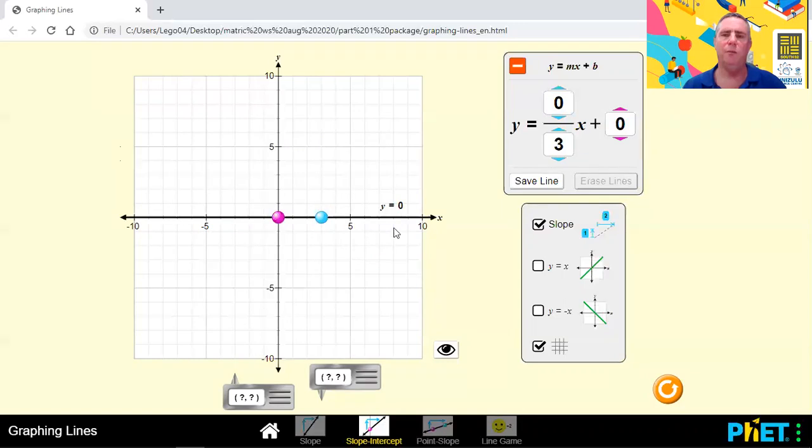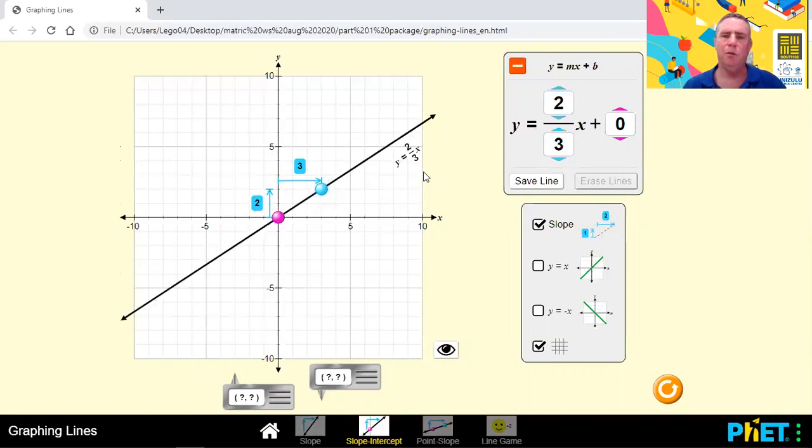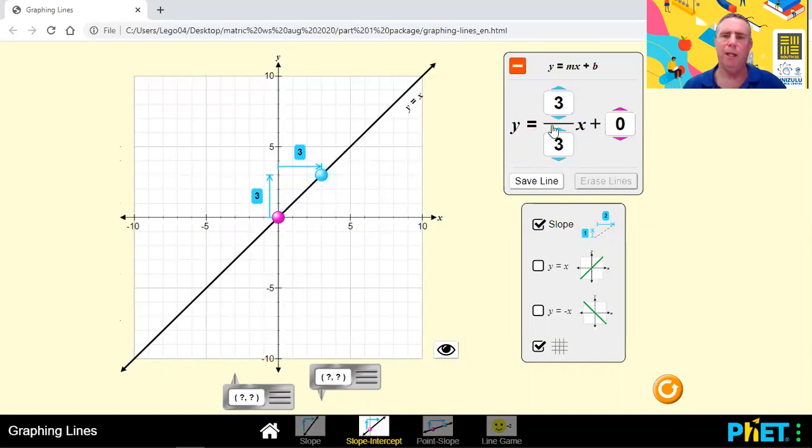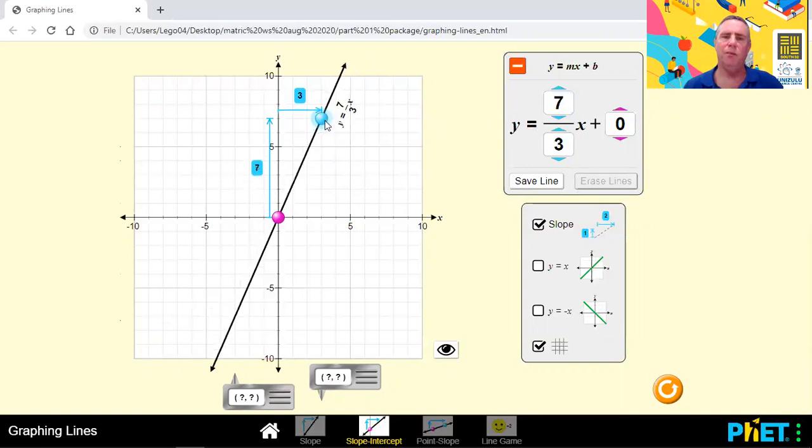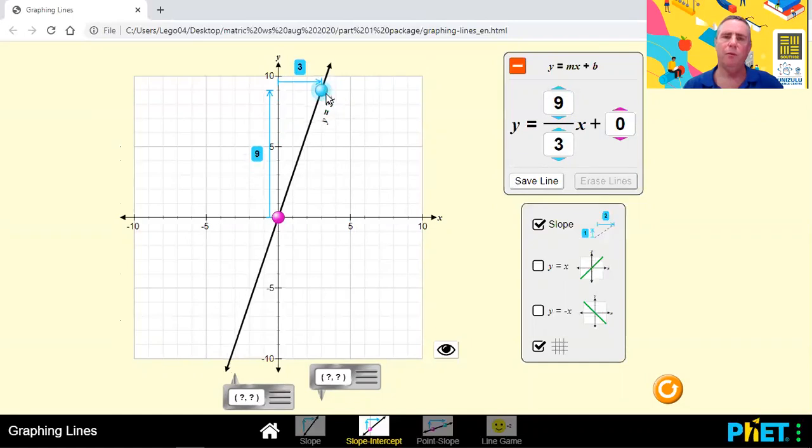At the moment, this line is flat, the gradient is 0. But if I pull that blue ball up, you can see when you go across 3 squares, you now go up 1 square. So the gradient is 1 over 3 or 1/3 x. If I pull it up again, 2/3 x. Pull it up again, 3/3 or just 1x. And of course, the more you go up for the same distance across, the gradient gets steeper and steeper and steeper. So there's the gradient of 3x, which is obviously 9 over 3.